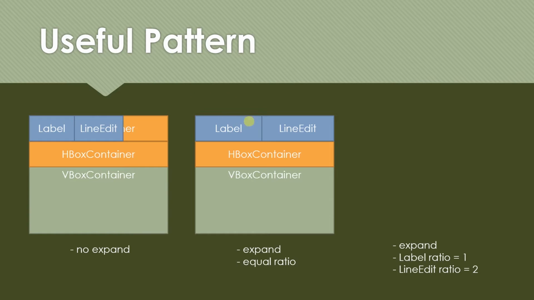So here's what it would look like if I put both of these guys as expand to true. Now, what that's telling the parent is the label saying, hey parent, if you have extra space, give some to me. The line edit says, if you have extra space, give some to me. So how does it divide it? How does the parent divide its extra space amongst all of the children that have requested it?